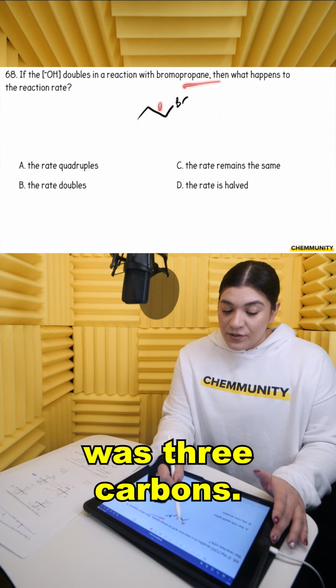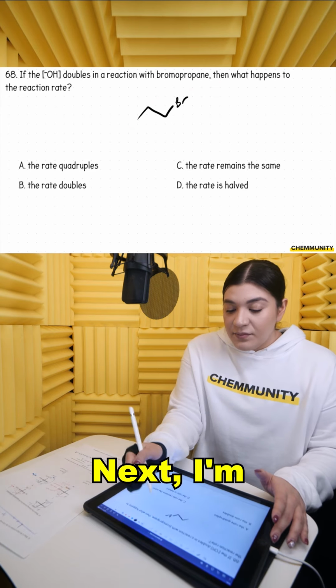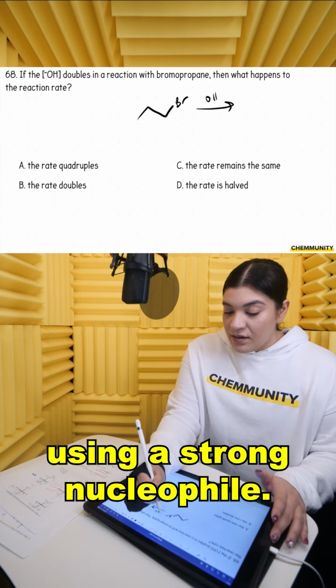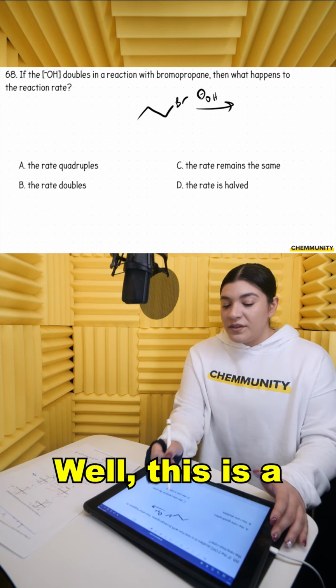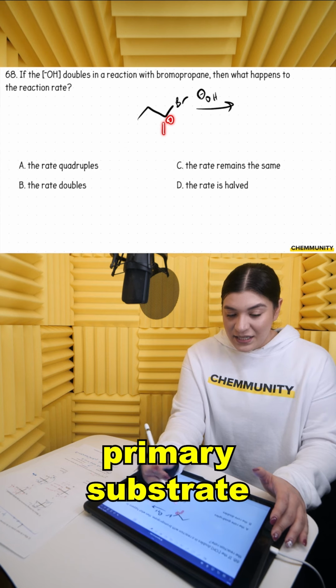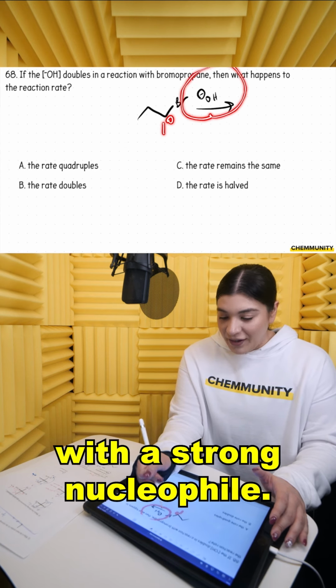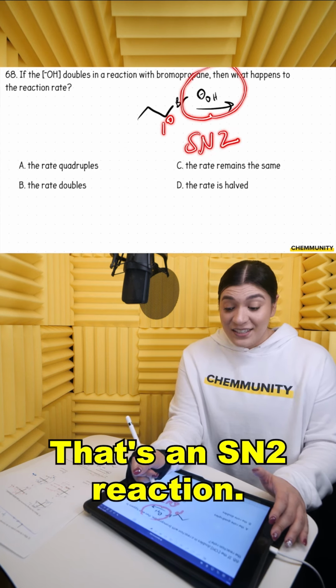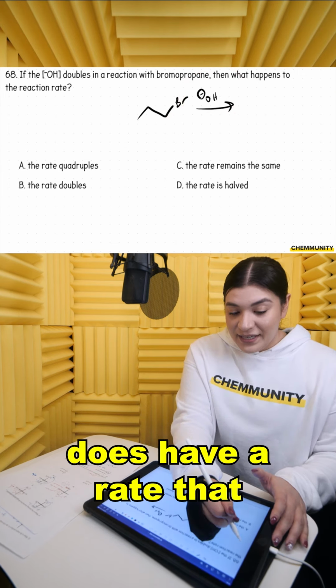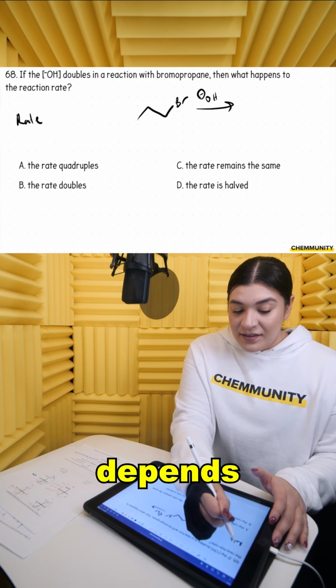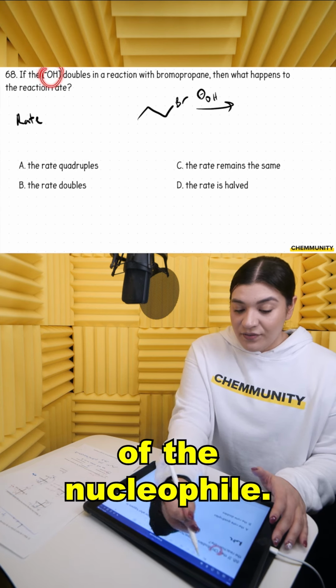Propane, again, was 3 carbons. Next, I'm using a strong nucleophile. What type of reaction is this? Well, this is a primary substrate with a strong nucleophile. That's an SN2 reaction. An SN2 reaction does have a rate that depends on the concentration of the nucleophile.